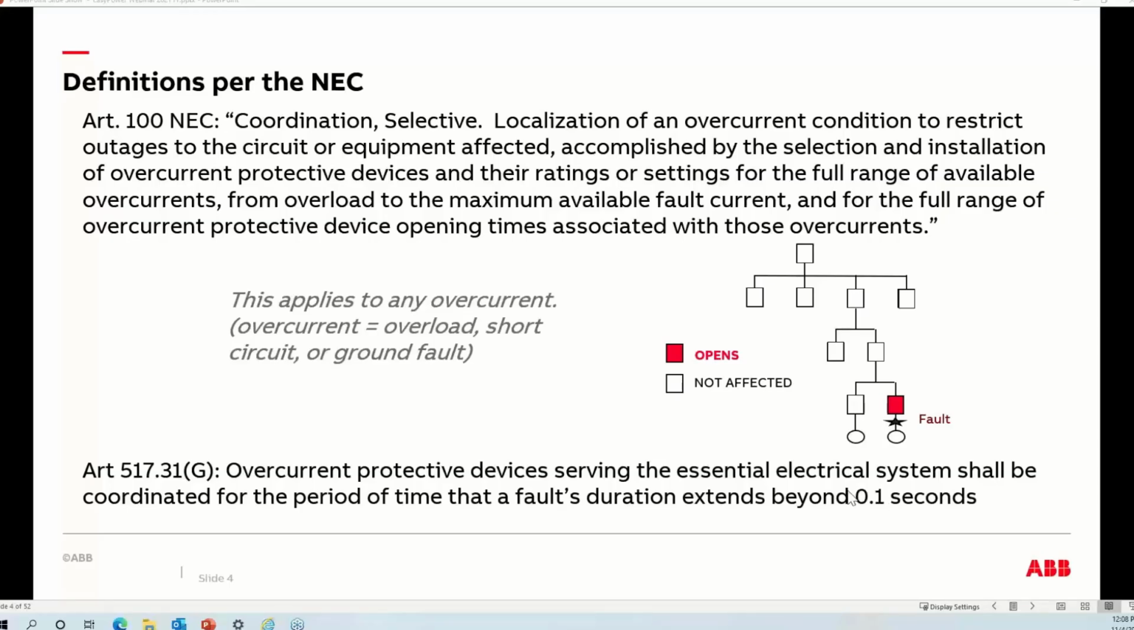So in other words, this statement is saying that if the fault occurs below 0.1 seconds and were to be cleared below that, we're not worried about coordination. The industry has adopted a term for the formal definition, the Article 100 definition, in calling that 0.01 seconds, so 0.01 second coordination.